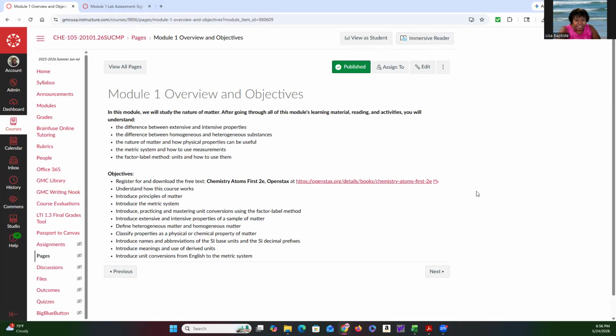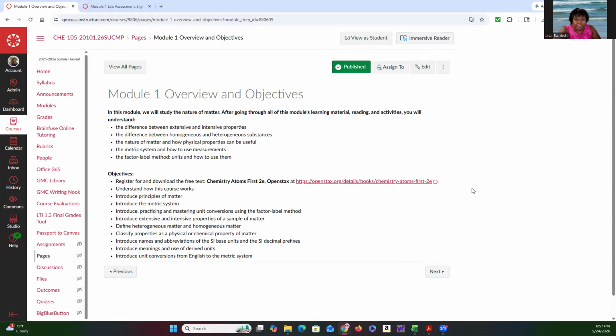The objectives for this module. The first thing you want to do is make sure you register for and download the free text, and it's the Chemistry Atoms First 2E. It's in OpenStax, and here's the link for that. You want to understand how this course works.